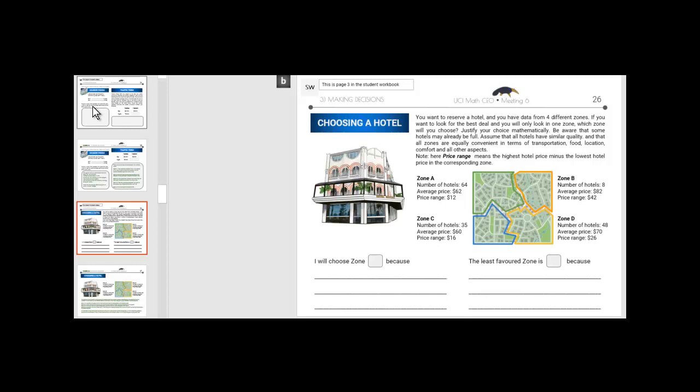And each zone has the following information: the number of hotels, how many there are, the average price in the zone, and the price range, which is defined as the maximum price minus the minimum price. So it's a number. Okay, it's not an interval here, it's just a number. And based on this data, they have to compare and choose one of the zones in which they would search to find the best deal.